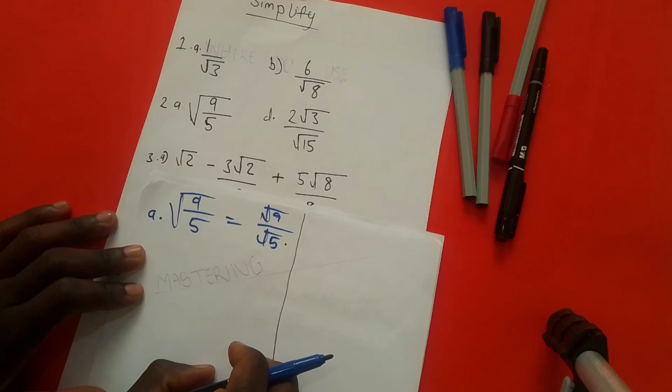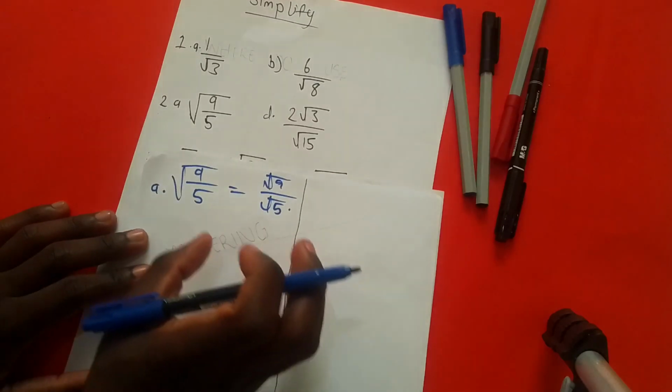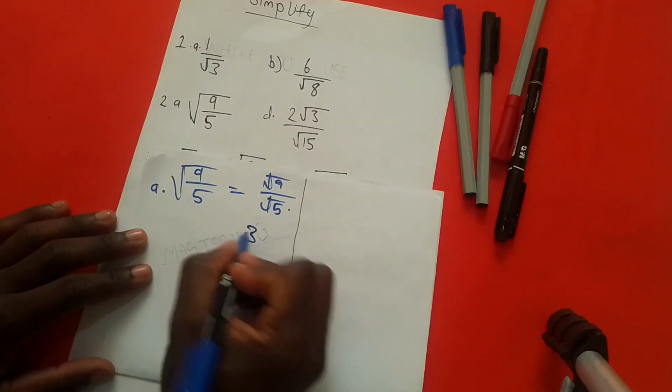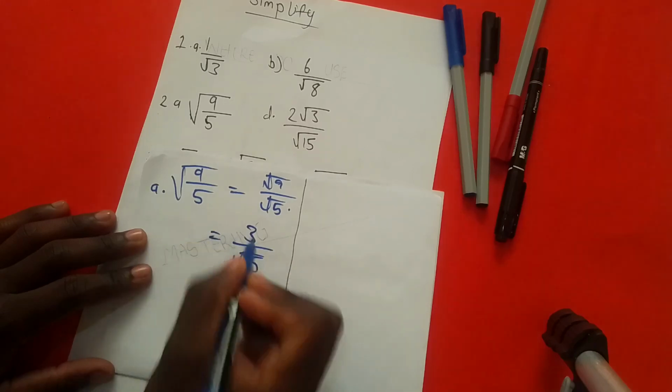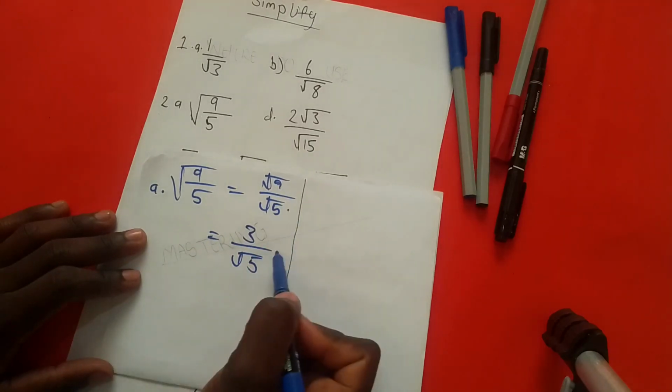Okay, so this is going much simpler. What is the square root of 9? The square root of 9 is equal to 3 over root 5. So we are now at this part. The square root of 9 is 3 over what?